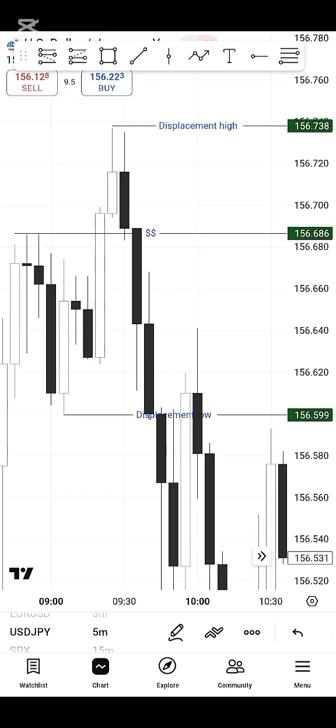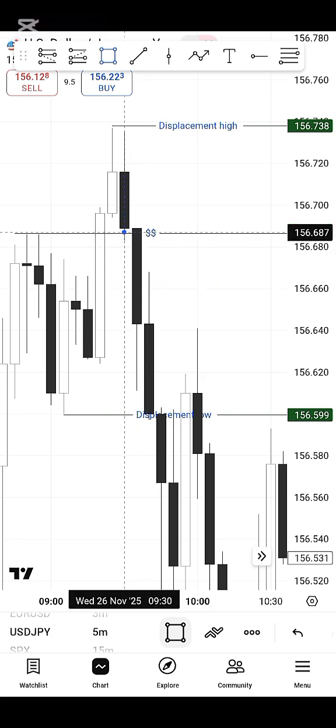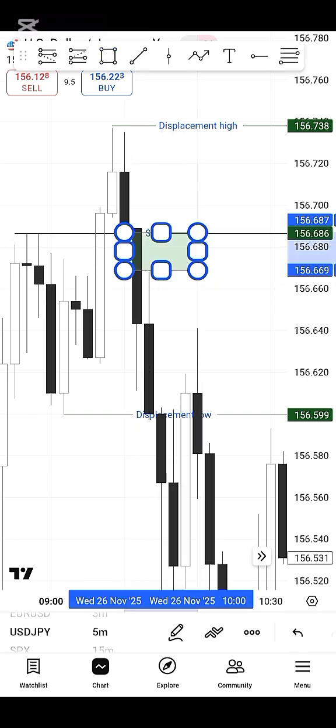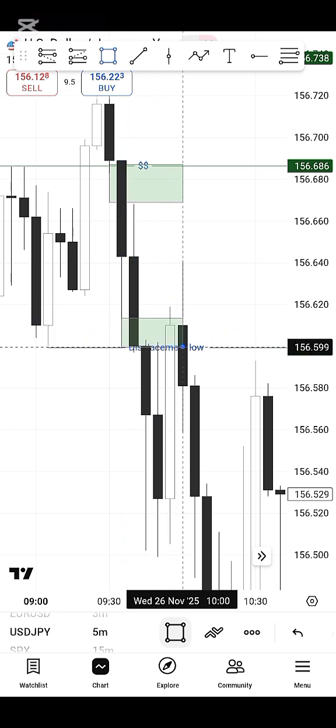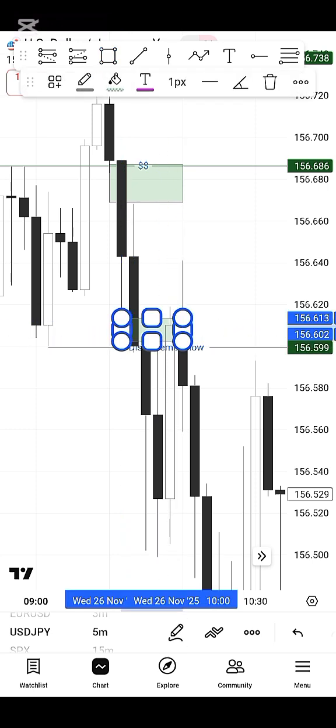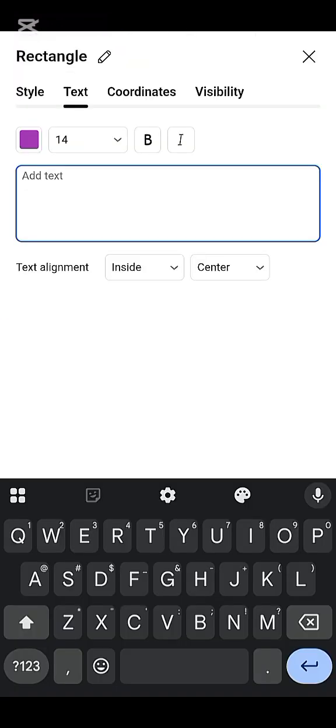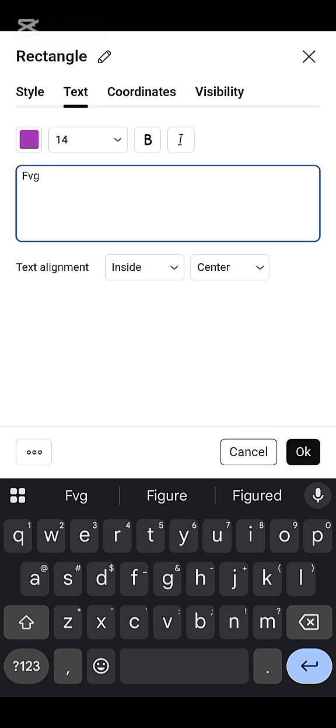Then you can see the market created these fair value gaps. Created these fair value gaps here. One. Created this one too. The fair value gap here. Two. So, FVG, fair value gap.